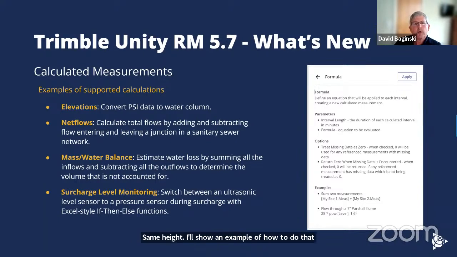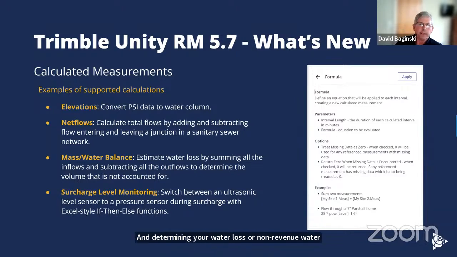Net flows. If you want to take multiple flows that you are monitoring and combine them in some way, add them together, for example, to get a total flow, you can do that, and that's another example that we'll run through. In a similar fashion, if you're working with water distribution networks and you want to do some water balance, where you're adding in your inflows and subtracting out your outflows and determining your water loss or non-revenue water, that's also a possibility.